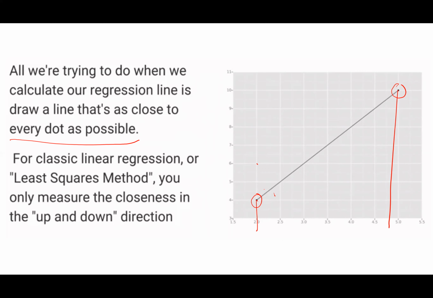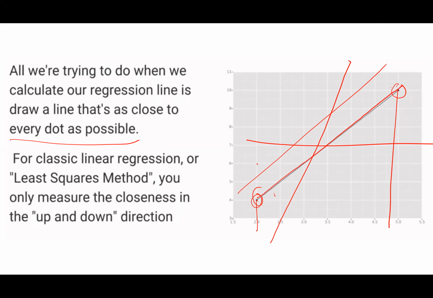So how can I behave if I want to use linear regression over it? What I will do is try to fit a line which is as close as possible to my data distribution, maybe like this line, that line, or any line which is the closest. If there are only two points, then the line passing through these two points is the closest, right? So for classic linear regression, or the least squares method, you only measure the closeness in the up or down direction.